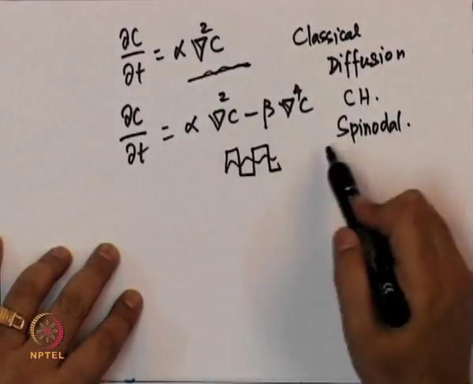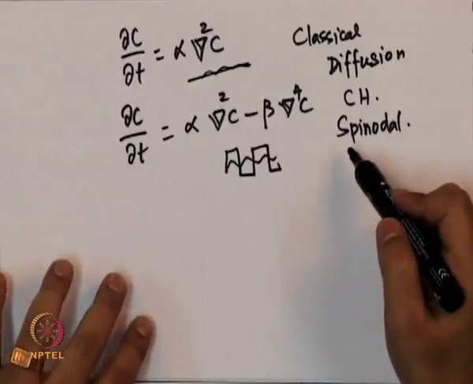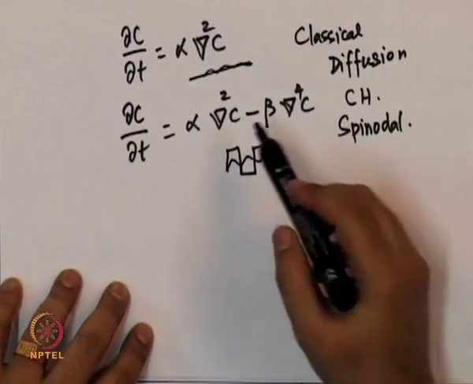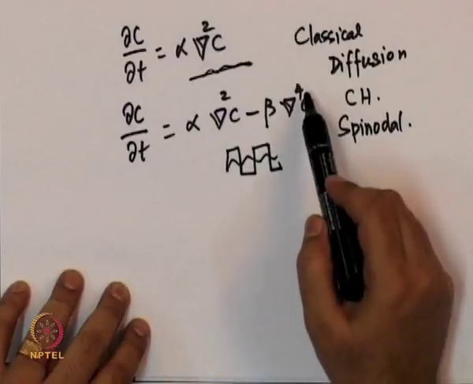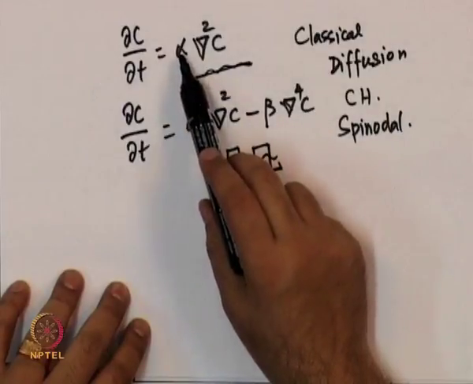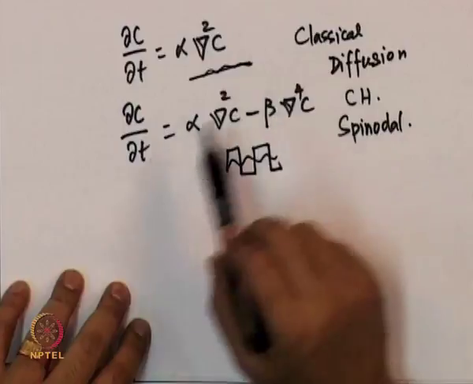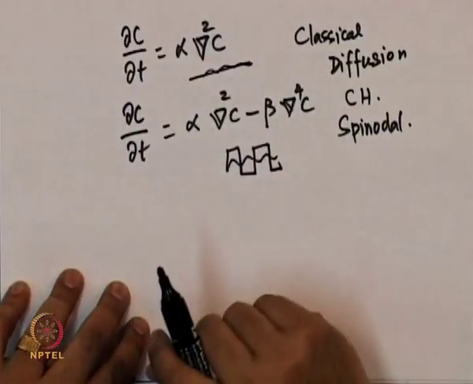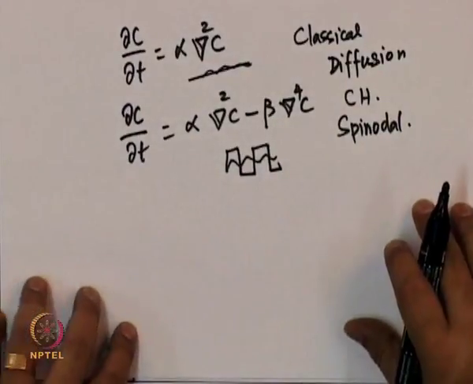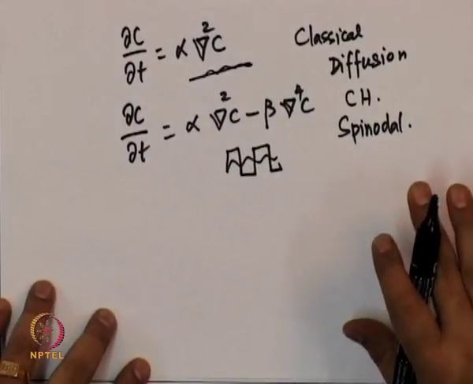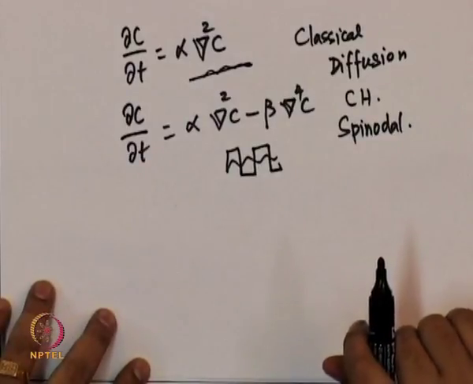Now when we were discussing spinodal, we also talked about what is known as order-disorder. In fact, we said that if you just do not add this term and just make this alpha negative and try to solve the classical diffusion equation, you get a solution which is for ordered systems. So what is this ordering and how do we model it? That is what we want to do in this lecture.